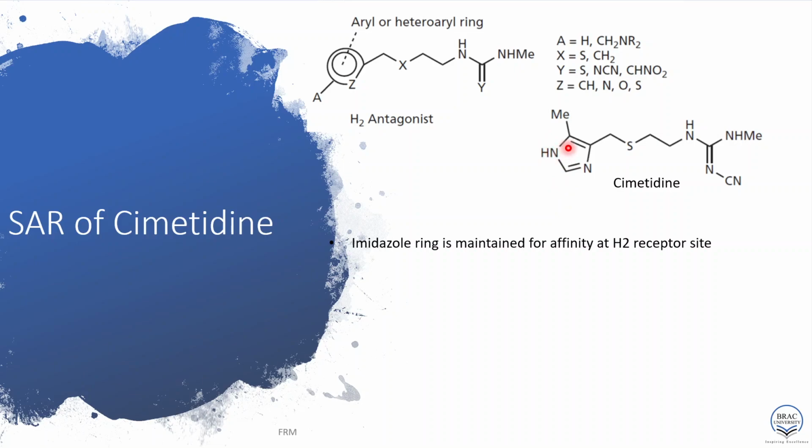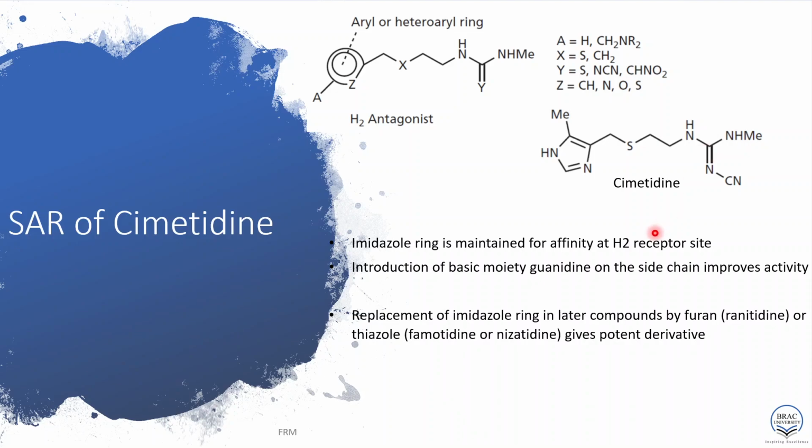So the next is the introduction of the basic moiety guanidine. So this is the guanidine structure. In cimetidine, this additional guanidine structure is attached to this nitrogen. So this basic moiety guanidine at the end of the side chain improves the activity. So in cimetidine, the guanidine is present.